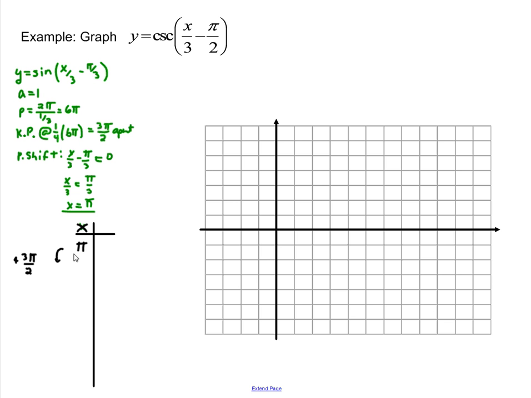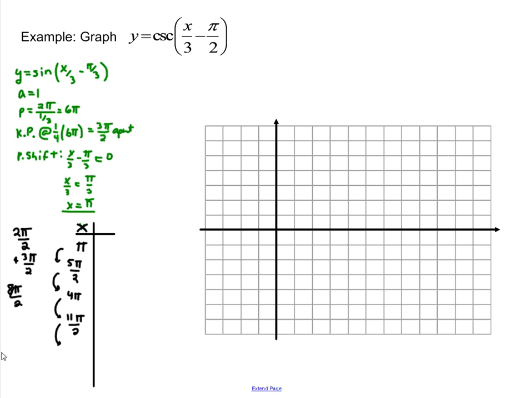Well, pi is 2 pi over 2. So we're going to add 3 pi over 2 to that, and we're going to get 5 pi over 2 as our first key point within that cycle. We add 3 pi over 2 again, that gives us 8 pi over 2, but we know that one reduces to give us 4 pi. Our next key point is 3 pi over 2 apart from that, so 8 pi over 2 plus 3 pi over 2 gives me 11 pi over 2.